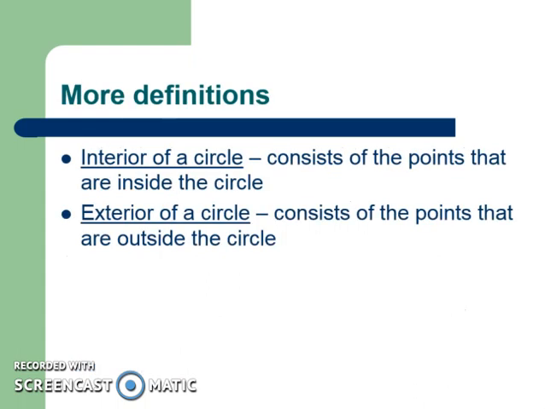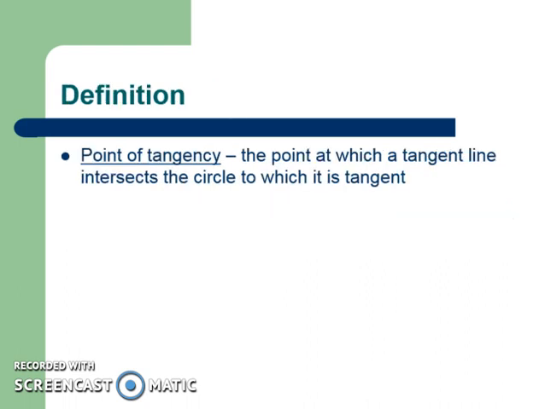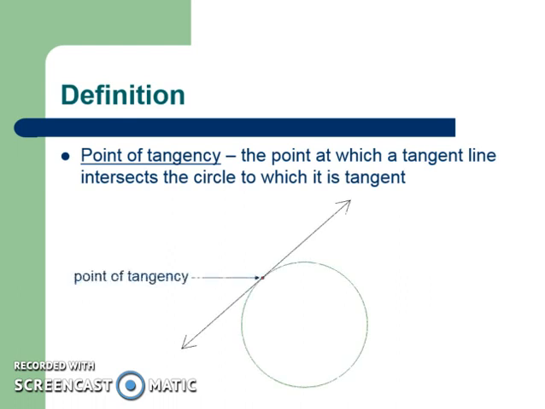Let's get some more definitions in here. So you've got the interior of a circle, which are points that are inside the circle, and you've got the exterior of the circle, which are points outside the circle. That kind of goes along with the tangents. The point of tangency is the point at which a tangent line intersects the circle. So the point of tangency is the point at which the circle meets the tangent.